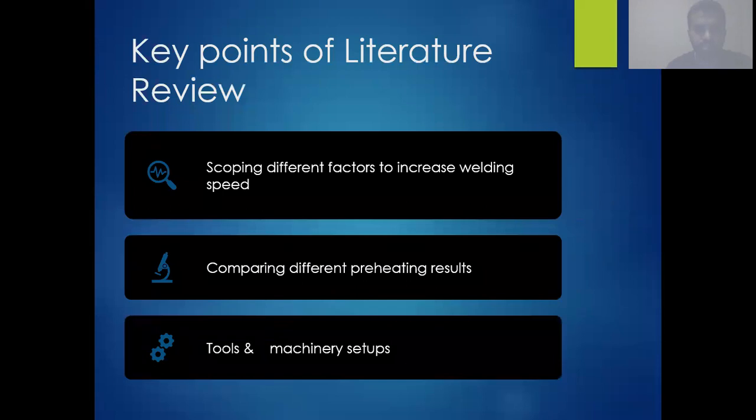In this chapter, I will provide a brief review on the key points of the literature review, starting with discussing detailed information from related researches to cover all possible aspects that can affect welding speed. Every preheating process has advantages and disadvantages. So, a comparison was conducted to detect which preheating method is the most suitable for the experiment.